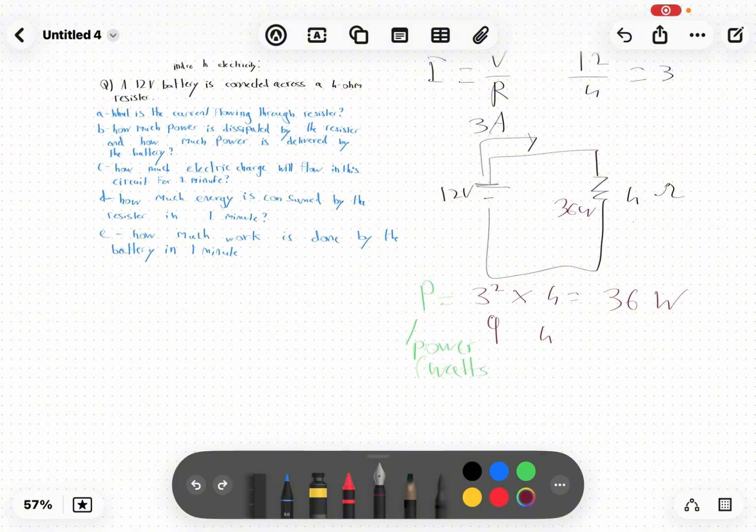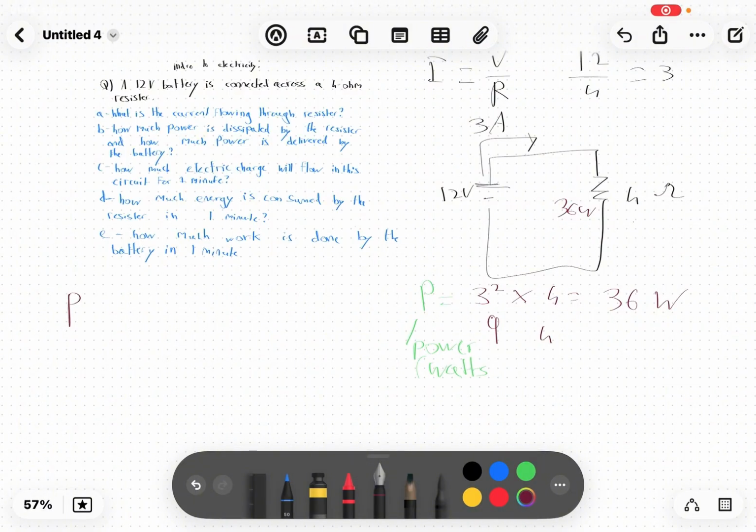And now the second part is how much power is delivered by the battery. So now we have to use the formula where there is a voltage, because you have to understand that power is basically energy divided by time. However, that's beside the point. Let's just do the calculations.